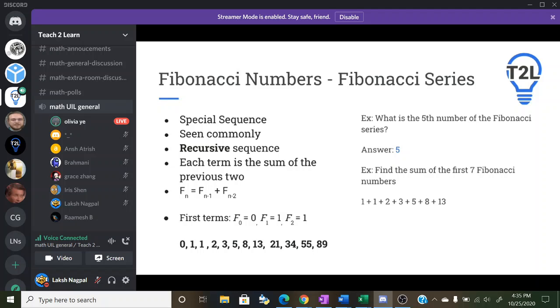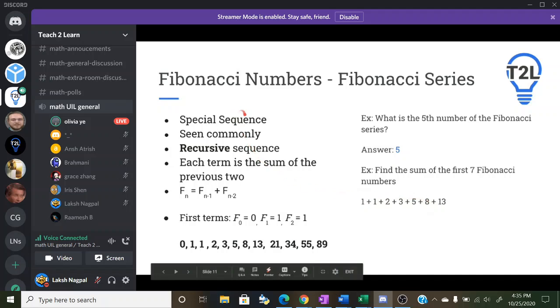Something to note before he switches over: the reason that you don't count 0 as the first number in the sequence is because it's usually referred to as F0, which is kind of like before the sequence starts. So usually when they say the first number, it's usually 1.